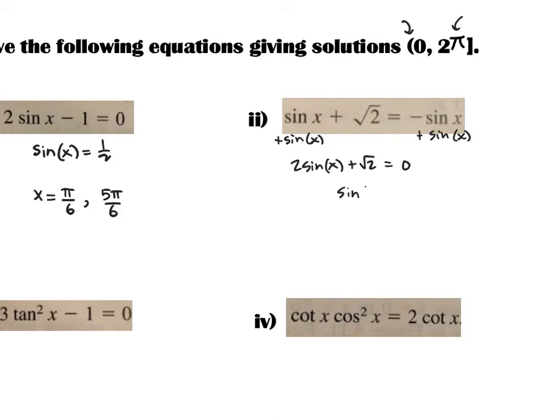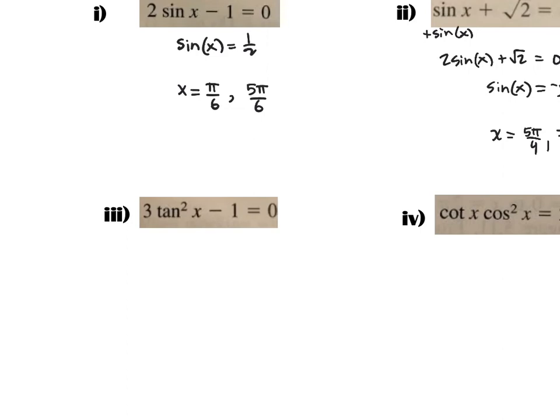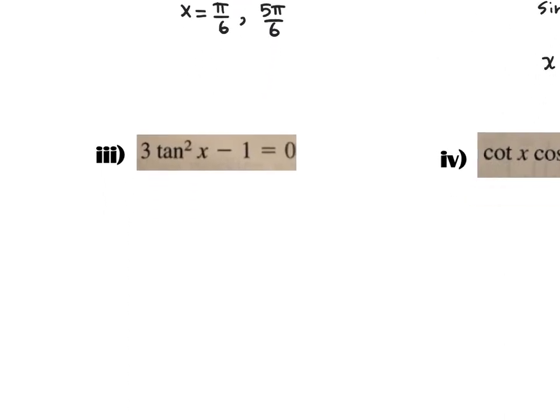So continuing, what I'm going to do is subtract the square root of 2 and divide by 2. So I am now asking myself the question, where is the sine equal to negative square root of 2 over 2? That happens in 2 places, in quadrant 3 and quadrant 4. The x values for that would be 5 pi over 4 and 7 pi over 4. Okay, again, you could validate that or verify it by plugging those values back into the equation and showing that they are equivalent. Let's look at number 3.